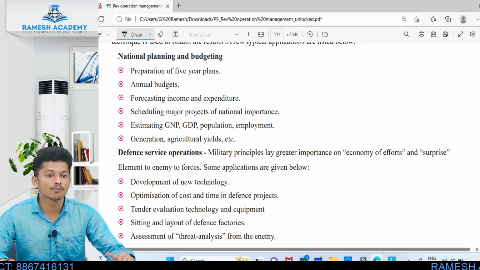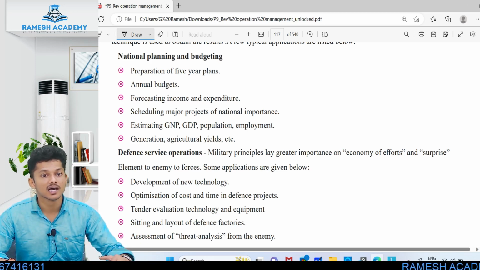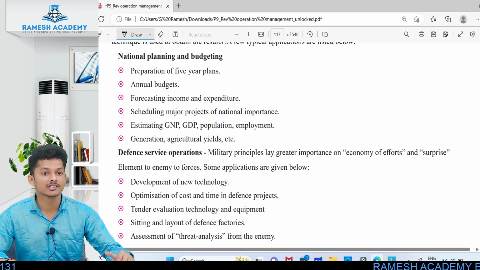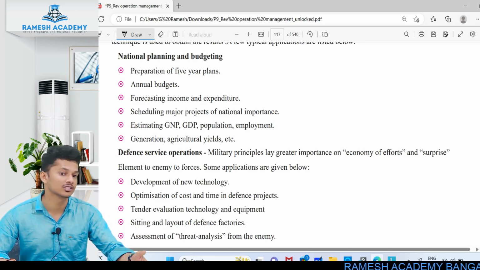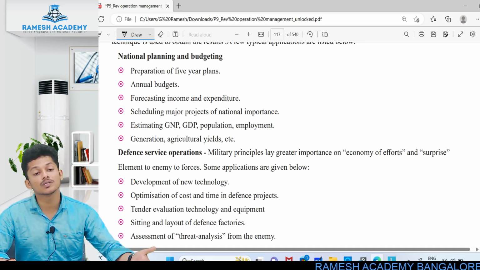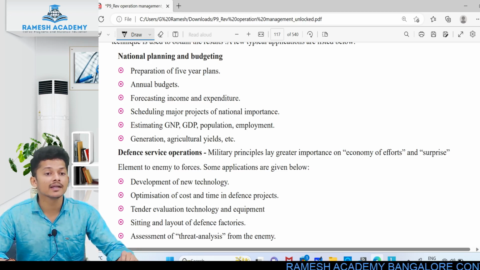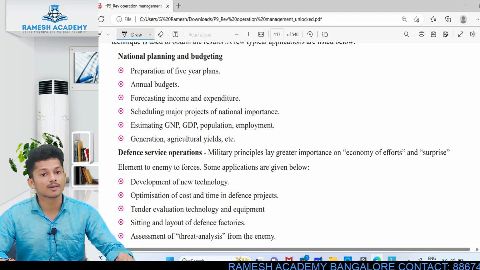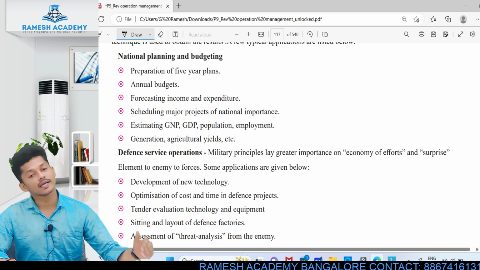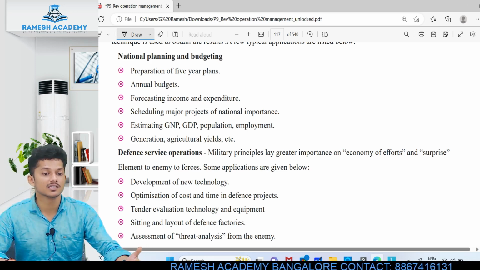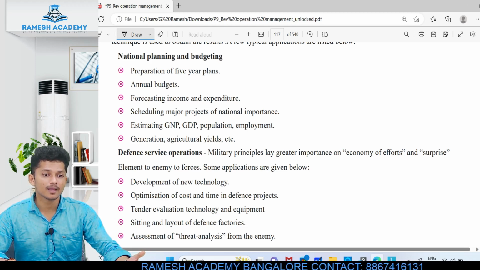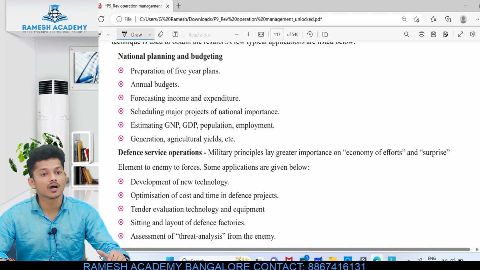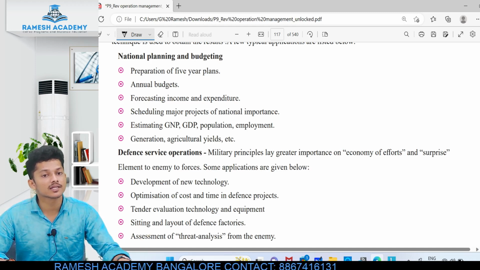And then annual budgets, so every year budgets. And then forecasting income and expenditure. Forecasting in the sense of predicting the future. Income and expenditure: how much income could be gained. The main income for the government is nothing but taxes, so it is tax income only. And then expenditure, like giving subsidies, or fee reimbursements or scholarships from the government. Those come under the expenditure section.